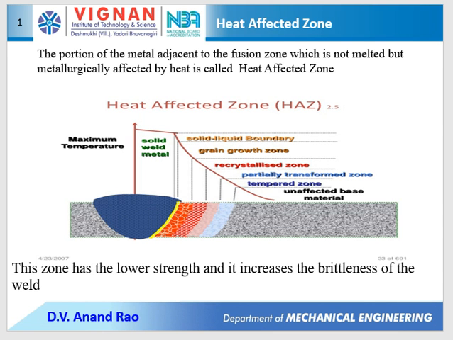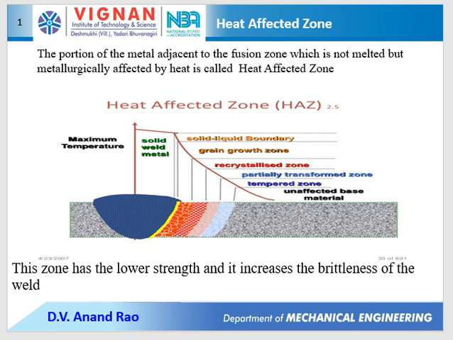In this video, we are going to discuss different topics of welding. First one is heat affected zone in welding. It is the portion of metal adjacent to the fusion zone which is not melted but metallurgically affected by heat, and is called heat affected zone.